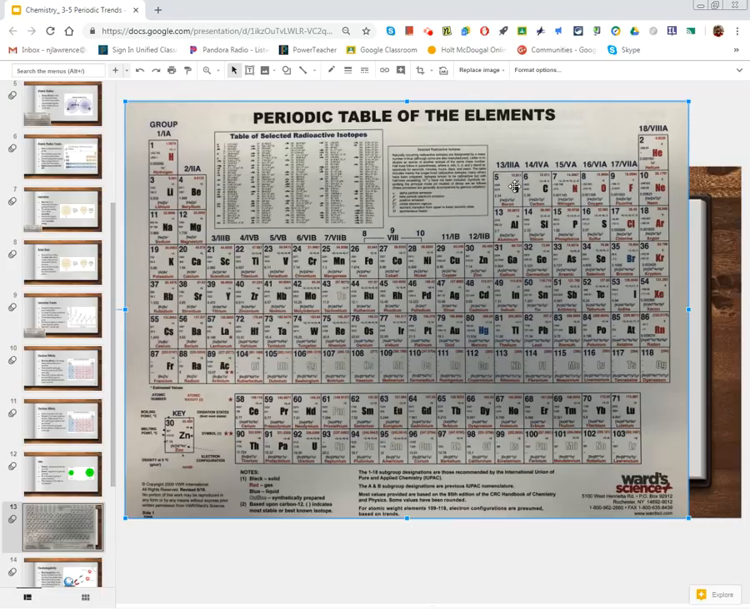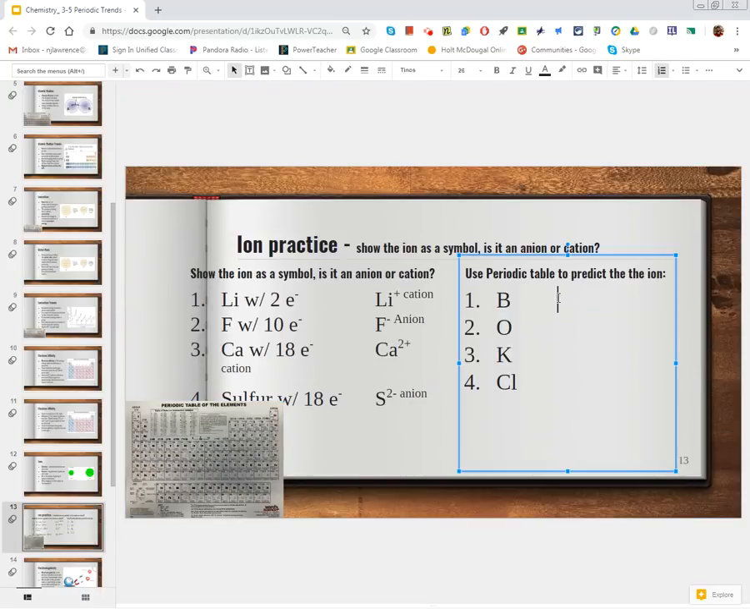So for the first answer here, if I look at boron, boron would most likely have a charge of +3. I could write B with the +3 in the top right corner if I want to write the symbol for that. All right, now pause the video and go ahead and try to look at oxygen, potassium, and chlorine, and see if you can predict their charges.